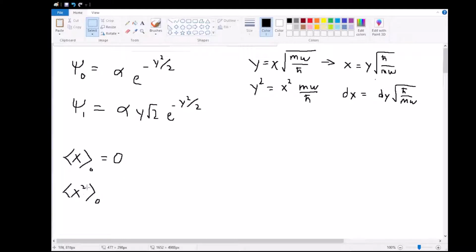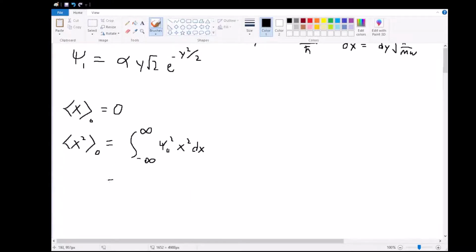Now we want the expectation value for x squared for the psi naught state. So the expectation value of x squared naught is going to be equal to, and we take the same form as before, the integral from negative infinity to positive infinity. And since psi naught is a real function, instead of writing this out formally as psi naught star times x squared times psi naught, we can just write this as psi naught squared times x squared dx.